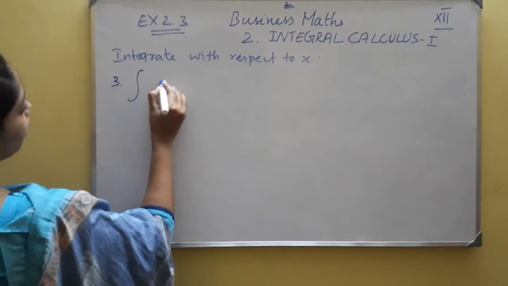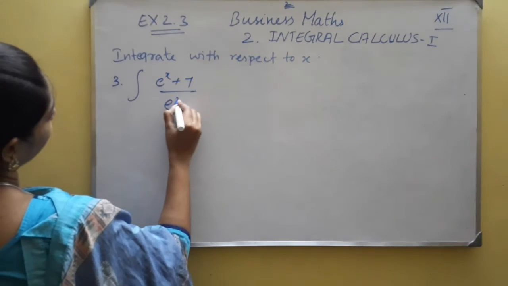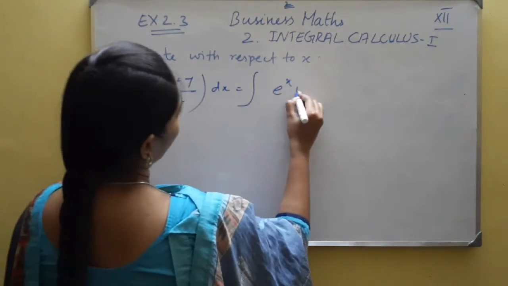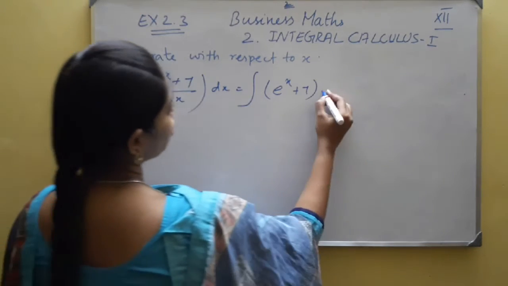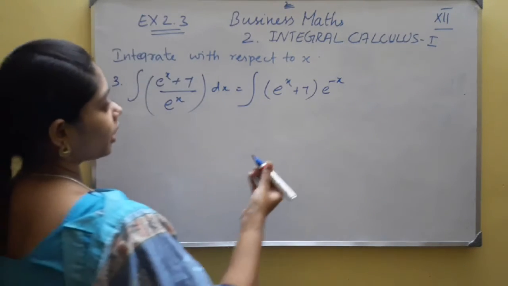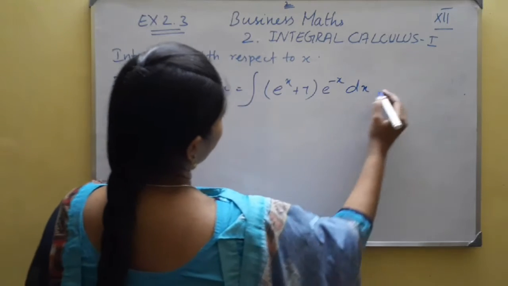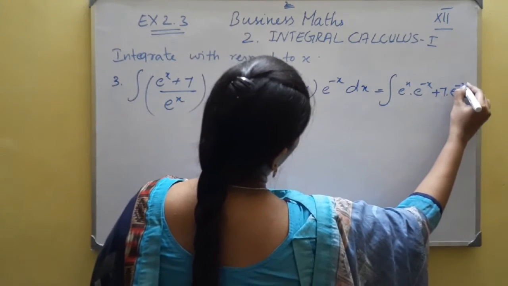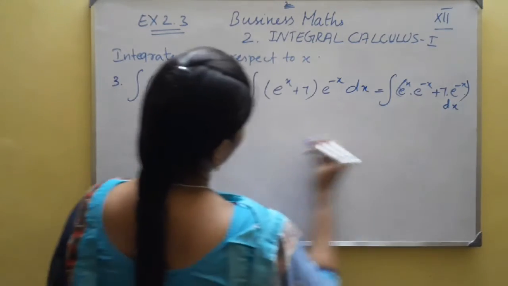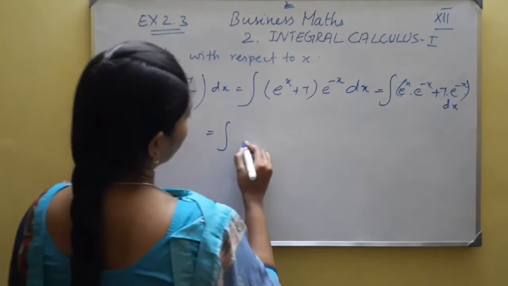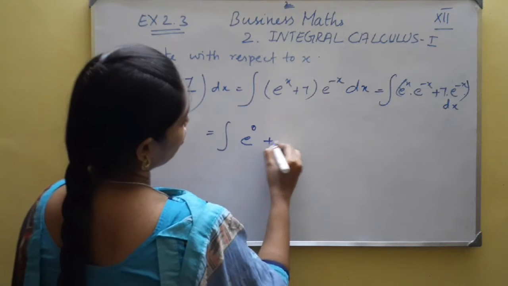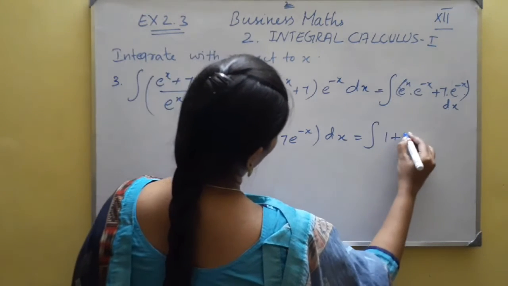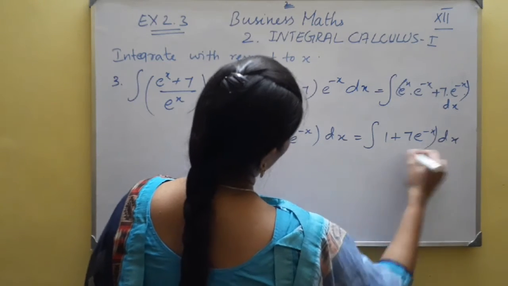Third problem, integral e power x plus 7 divided by e power x into dx. This can be written as e power x plus 7. Take this denominator portion to the numerator, and your exponent will be negative now. So take this inside the bracket. You will get e power x into e power minus x plus 7 into e power minus x into dx. Bases are the same, so powers can be added. x minus x gives you 0, 7 e power minus x into dx. e power 0 is 1, so e power minus x into dx.